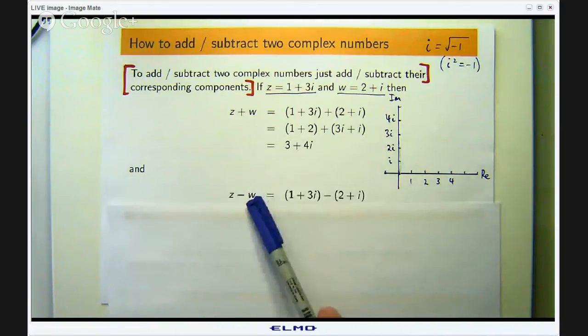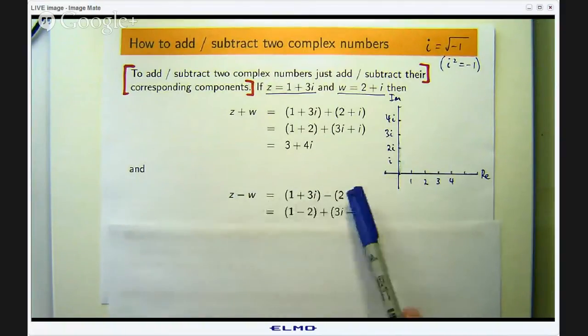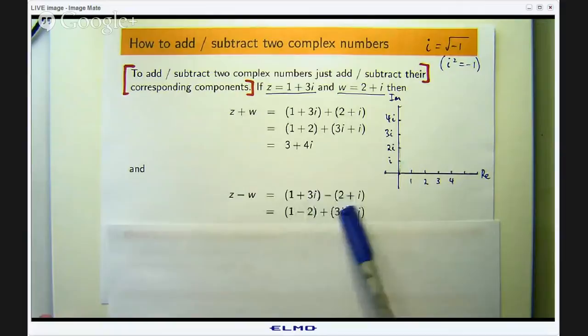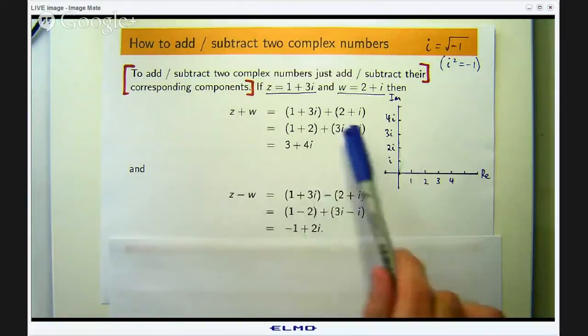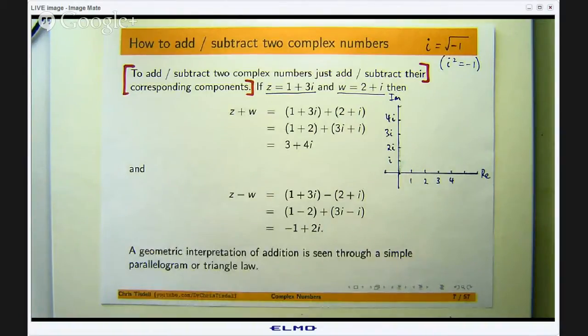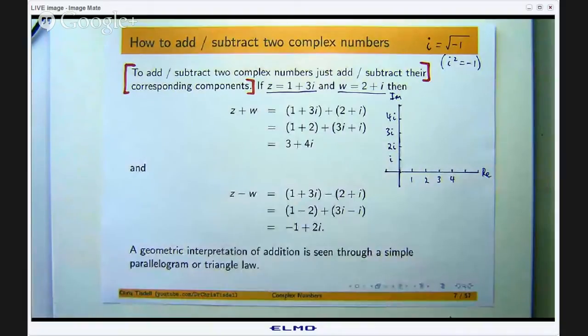Let's say I'm taking W away from Z. Well, same sort of deal. You would group the like terms together. Okay, so the real numbers, 1 minus 2, group them together, group the i's together, and you just perform the operations as you would normally. So 1 plus 3i minus 2 plus i gives you -1 plus 2i. Okay, again, pretty easy. Okay, so that's the algebra of it, and just the sort of the idea that goes through your head when you're adding or subtracting complex numbers.